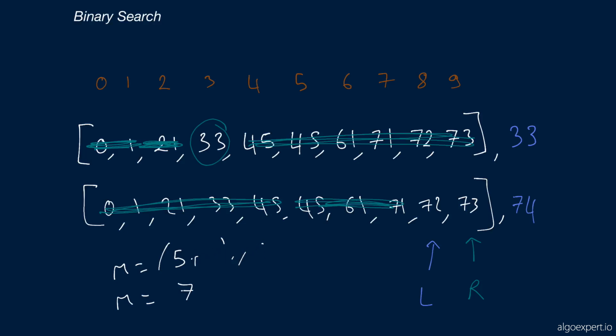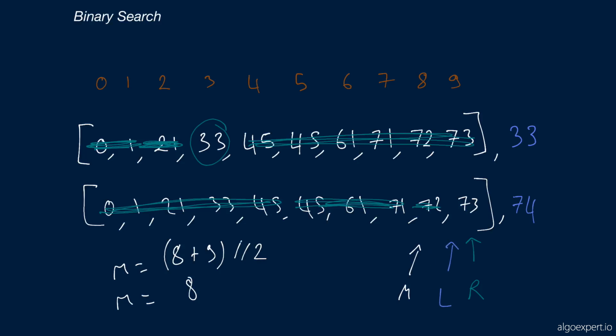recalculate middle to be this time around 8 plus 9 divided by 2. So 8 plus 9 divided by 2 is going to be what? 17 divided by 2. That's going to be 8.5. So our middle pointer, or 8 rather, is now going to overlap with the left pointer. 72 is less than 74, so we eliminate it again. We move our left pointer now here to overlap with the right pointer.